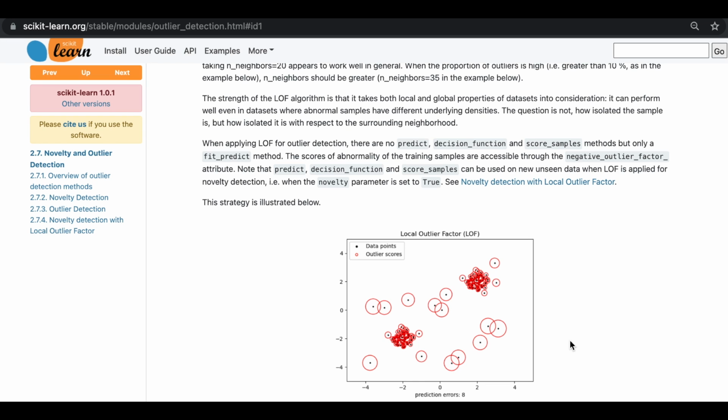The local outlier factor algorithm uses the concept of local densities in order to decide whether a particular data point is an outlier or an inlier. The concept itself of local densities is quite complex, and unfortunately I wouldn't have time to cover it in this particular video. If you'd want me to cover the concept of local densities, please leave a comment down below.